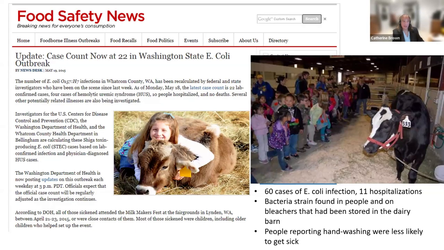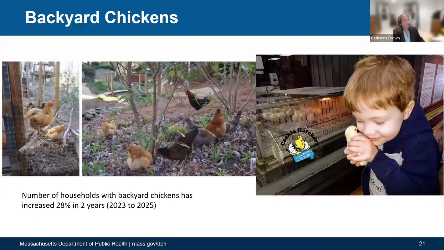They eventually found that the E. coli bacteria found in people had also been found on bleachers that were stored inside the dairy barns. So they had all these opportunities to get contaminated from the cows. And I will just note that people who reported hand washing were less likely to get sick. It's why hand washing is my number one piece of advice to everybody to help stay healthy.